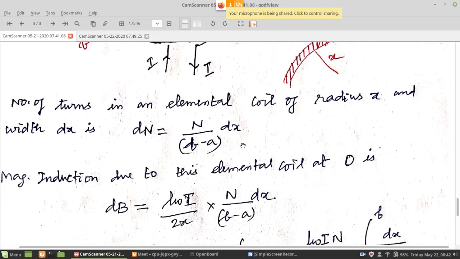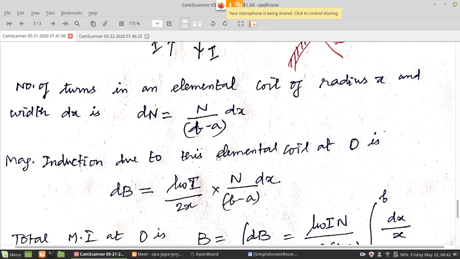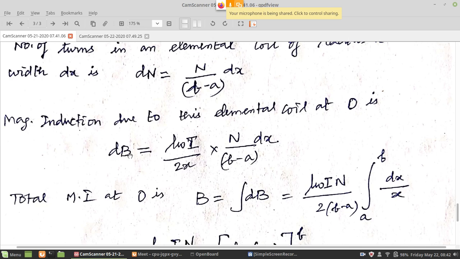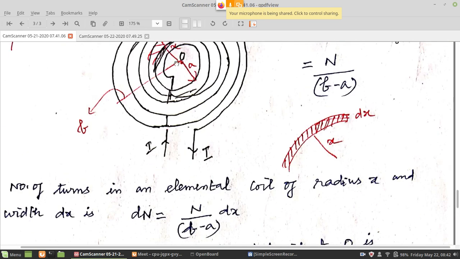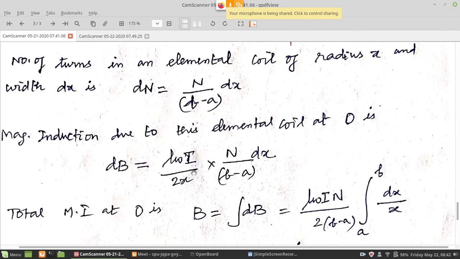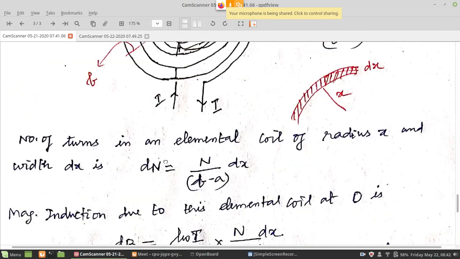Right, now I have to calculate the magnetic induction due to this elemental coil at the center point O. రైట్, సో ఇది μ0 ni/2a ఫార్ములా. ఒక సింగిల్ కాయిల్కి మనం క్యాలిక్యులేట్ చేసాం కదా, μ0 ni/2r వచ్చింది కదా, సేమ్ ఫార్ములా ఇది. సో dB ఈజ్ ద మ్యాగ్నెటిక్ ఫీల్డ్ టు బి మెజర్డ్ ఎట్ ద సెంటర్. ఒక్క కాయిల్ ఉంటే మనకి ఎంత మ్యాగ్నెటిక్ ఫీల్డ్ తెలుసు. ఇప్పుడు ఒక సెగ్మెంట్ తీసుకున్నాం, దాంట్లో ఎంత మ్యాగ్నెటిక్ ఫీల్డ్ అని రాసేసుకొని ఓవరాల్ వి ఆర్ ఇంటగ్రేటింగ్.